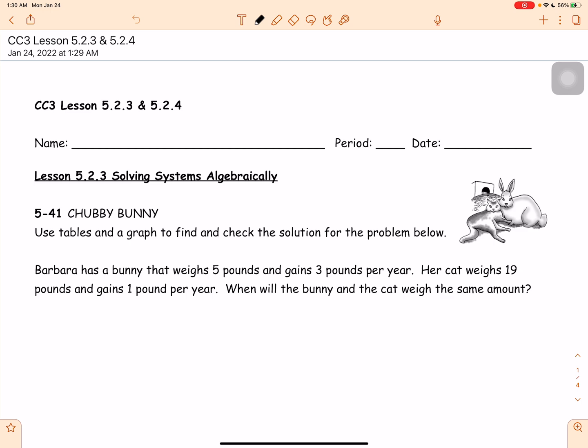Okay, so here we have lesson 523 and 524. It's kind of combined, they're pretty similar. This is about solving systems algebraically. So we have more systems of equations where we want to solve for where they intersect on a graph. Which point do they have that is the exact same point?